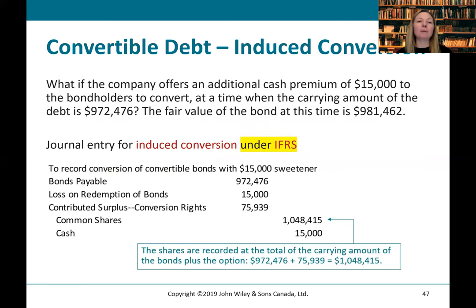So here's an example. What if the company offers an additional cash premium of $15,000 to the bondholders to convert at a time when the carrying amount of the debt is $972,476. The fair value of the bonds at this time was $981,462. Okay, so how are we going to record induced conversion under IFRS? Well, they agreed to give us an extra $15,000 in cash.